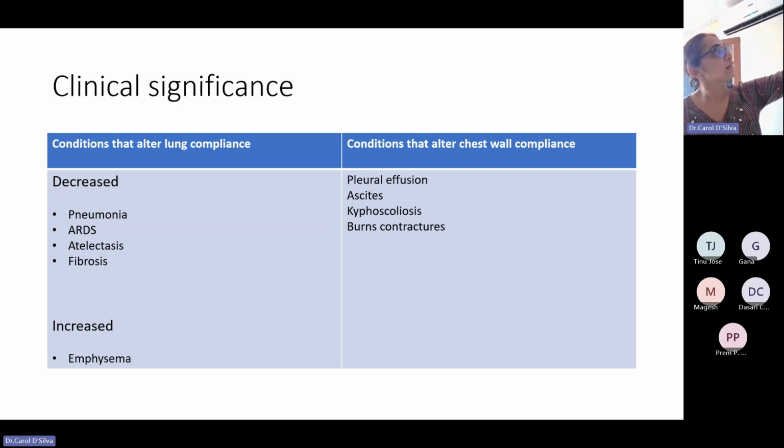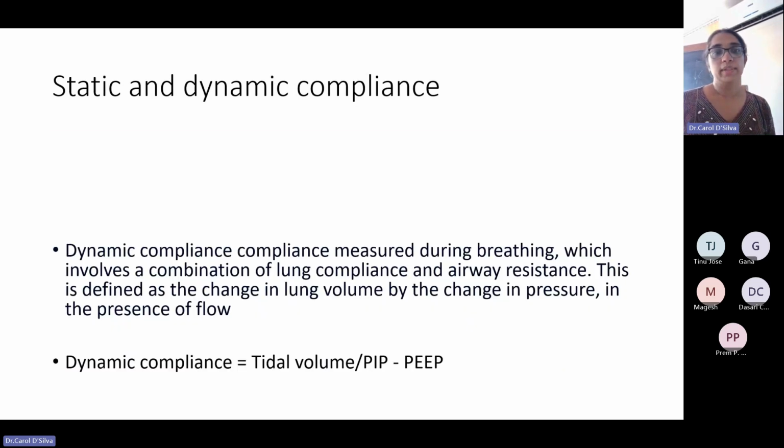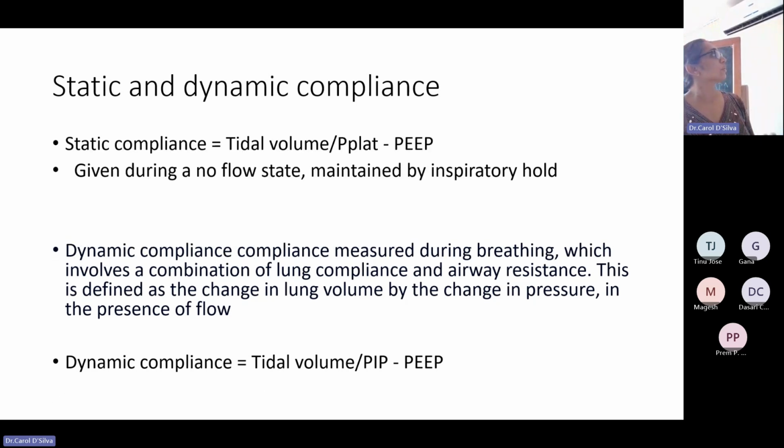And conditions that affect the chest wall compliance, I've told you this also: pleural effusions, gross ascites pushing the diaphragm up, kyphoscoliosis, obesity, burns contractures around the chest wall, and so on and so forth. Now this might be too much for you guys, but the others should know this. There are two types of compliance we measure: dynamic compliance and static compliance. First I'll start with static compliance.